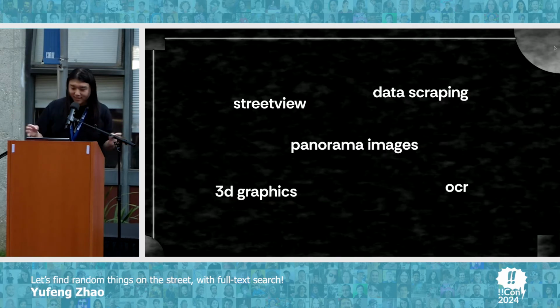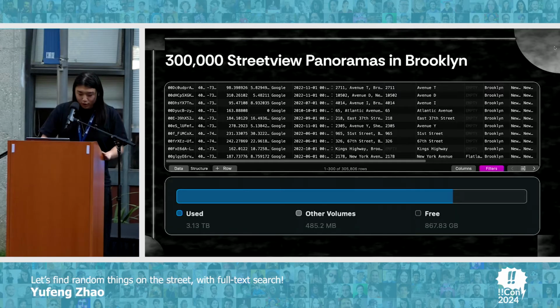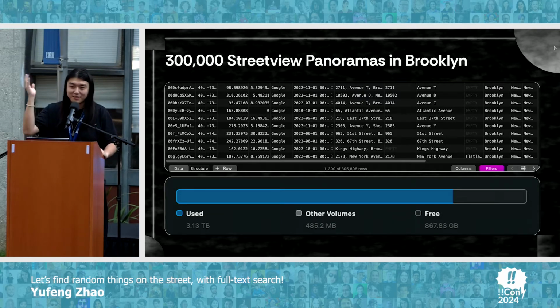How did I do this? It's an intersection of all the things I'm interested in. Shortly after I realized I can download all the street views from Google with a hidden API thing that they had to open to the public because everyone can access Google Street View, I immediately downloaded 300,000 street views around where I live, which is Brooklyn.